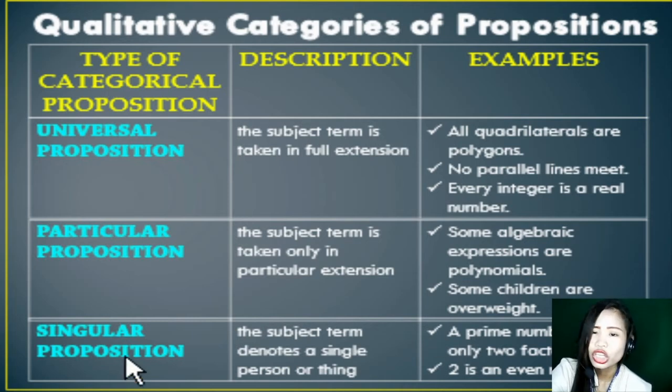The last is singular proposition. Here, the subject term denotes a single person or thing. So it talks about a single concept, a single thing, or a single person. For example, a prime number has only two factors. 2 is an even number. So we're talking of a prime number and 2 as an even number.